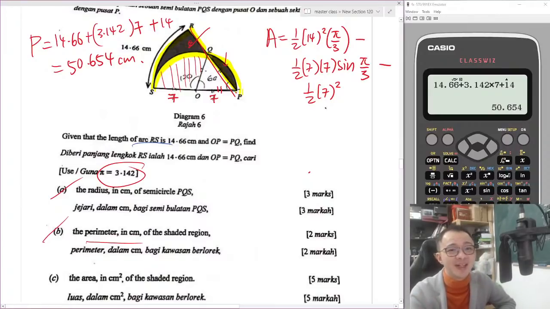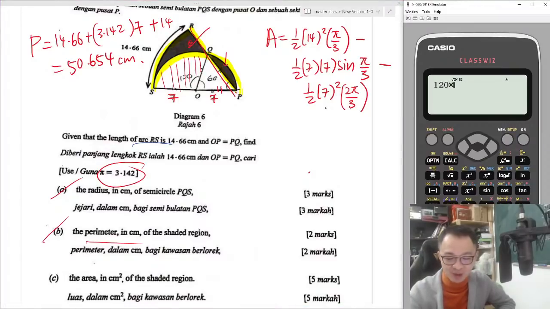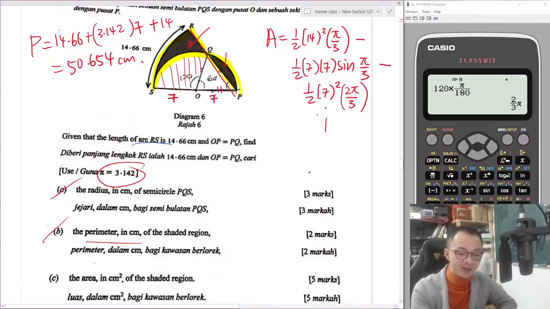120 degrees we know is what? It's 2 pi over 3, right? If you do not know how to change, you just multiply pi over 180. Then you can change to the value I say. Then I want to plus the area of segment here. Area of segment here is half r squared, theta minus sine theta.